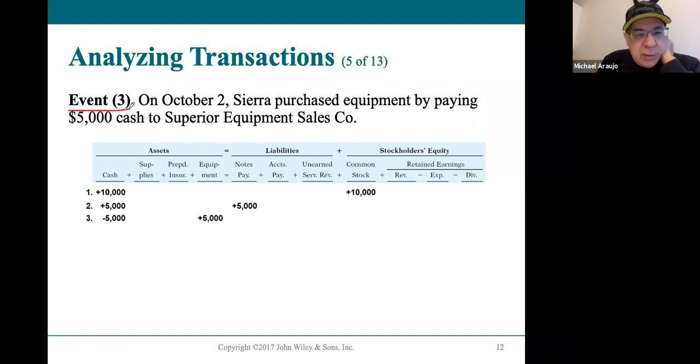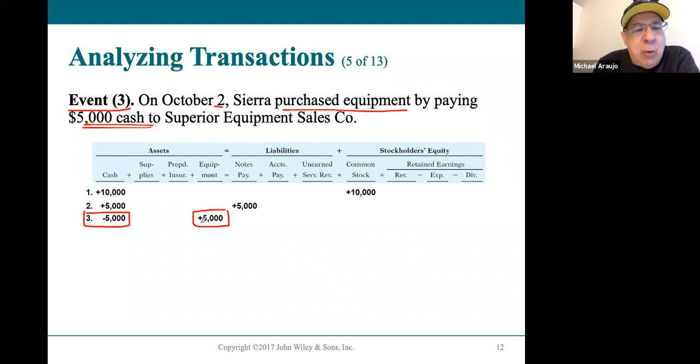All right, so event number 3 happened on the next day. And that's what you'll also see is that transactions are recorded in the order in which they happen. So now we're on October the 2nd. Sierra Corporation purchased equipment by paying cash to Superior Equipment Sales. So this is a transaction because the financial condition of the company has changed. They have $5,000 more of equipment, but they had to use cash to buy that equipment, so they have $5,000 less in cash.